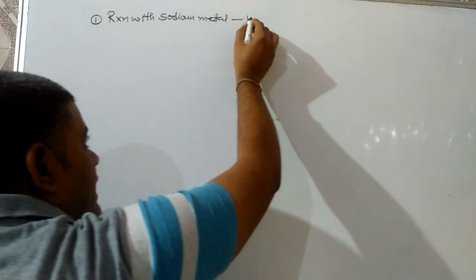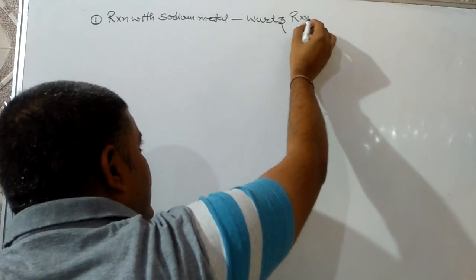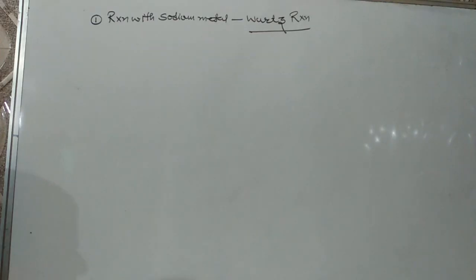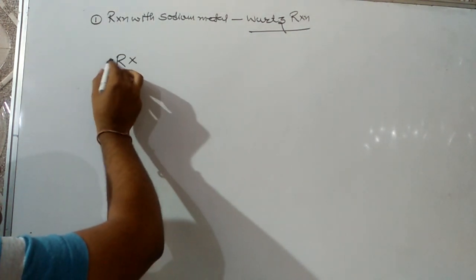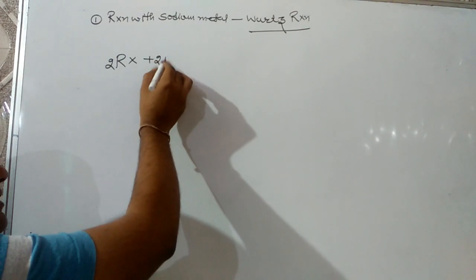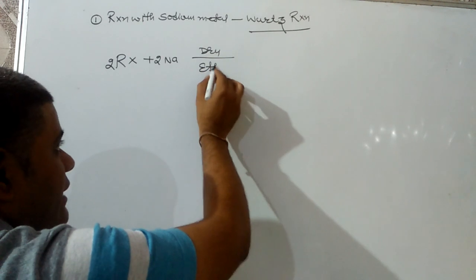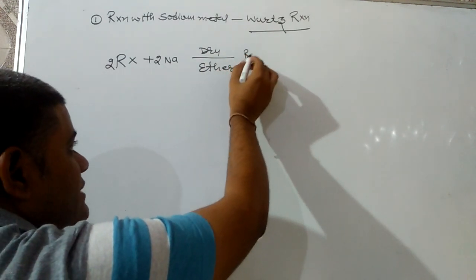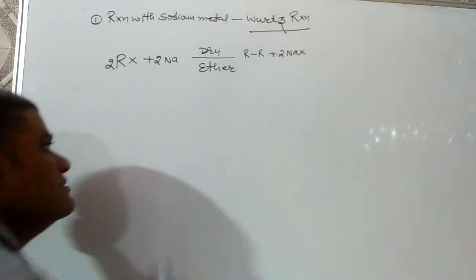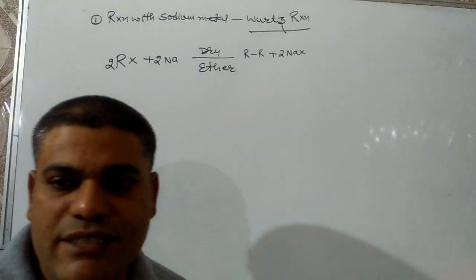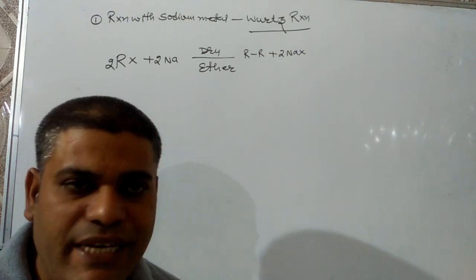And this reaction is named as Wurtz reaction. Very important one. In this reaction, a haloalkane reacts with sodium metal in presence of dry ether to give a higher alkane as a product. And keep it in mind, in this reaction generally the carbon atom chain becomes double.